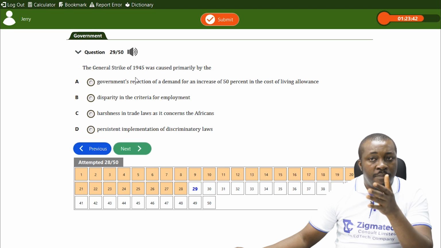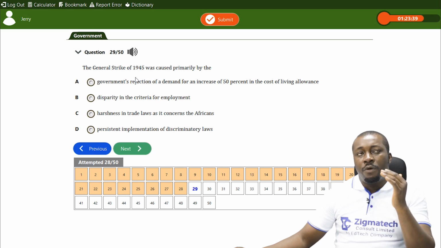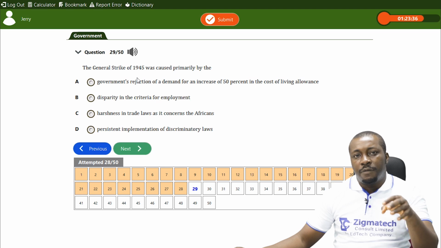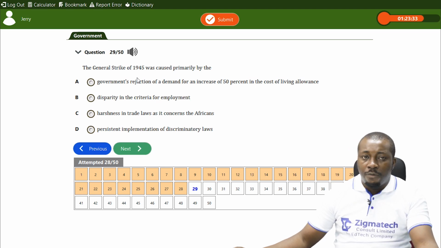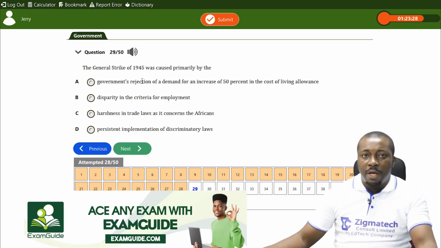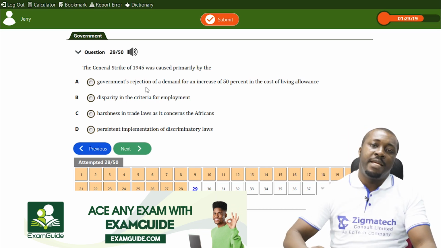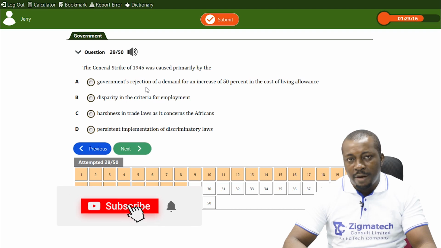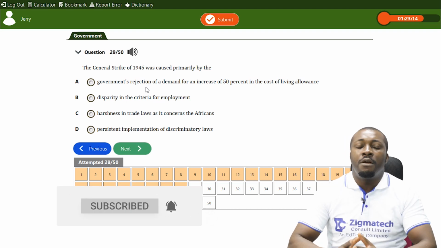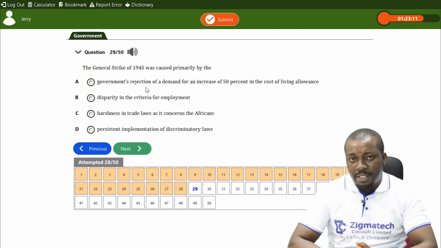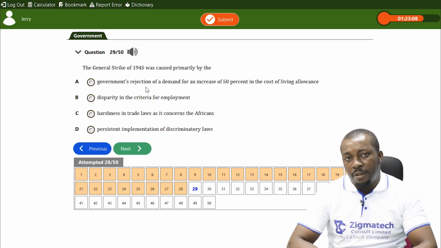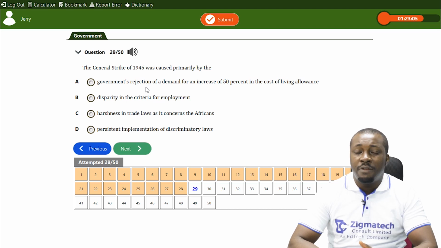Now, the general strike of 1945 was caused primarily by, now this general strike is the first strike we had in Nigerian political history. This strike was based on the effect of the Second World War. After the Second World War, we had inflation and economic recession in Nigeria. The cost of living became very high, and it was telling on public servants. The public servants demanded an increment in salary, and of course, the colonial government did not cede to their request. It is based on this that public servants in Nigeria during this colonial era in 1945 went on strike.